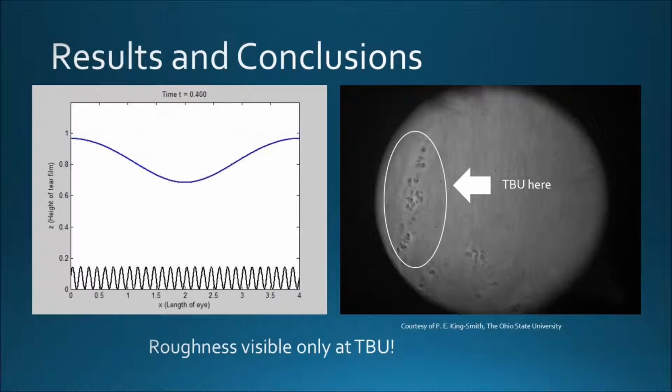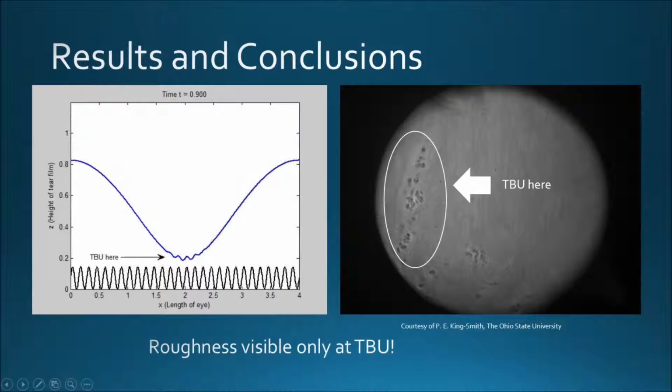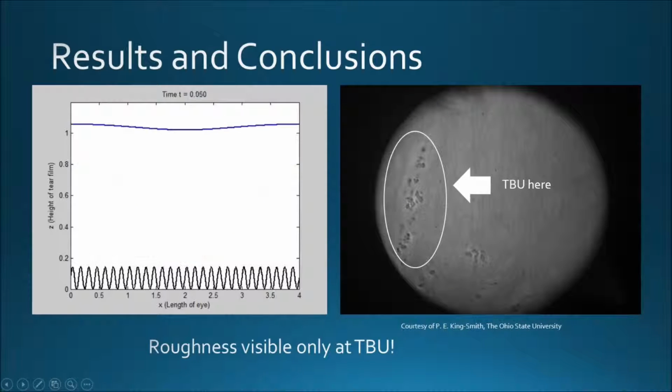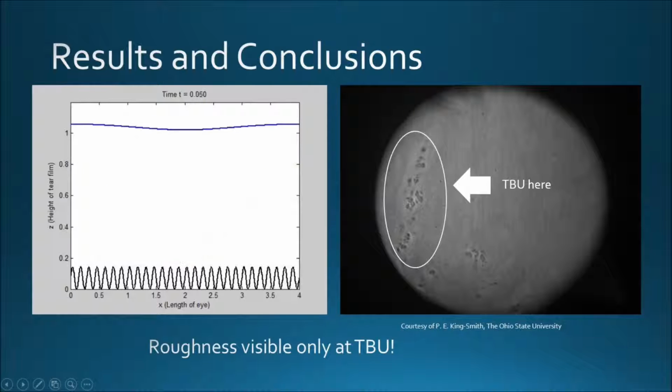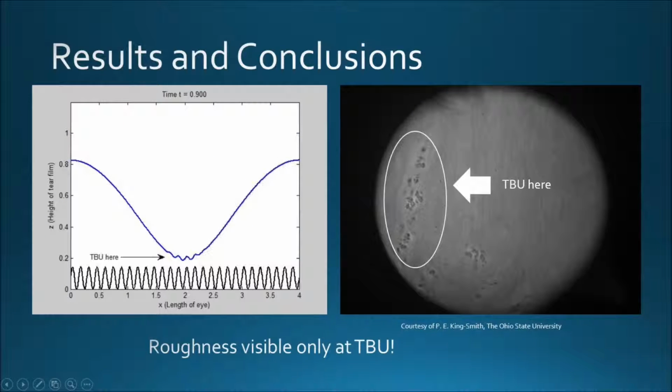Here's an example of what happens when we run our model. We can see that at the start, the tear film is the same thickness everywhere. But as time progresses, we see thinning in the middle. As it thins, the tear film remains smooth until we reach tear breakup. At this point, tiny bumps develop in the tear film, echoing the bumps of the corneal surface.